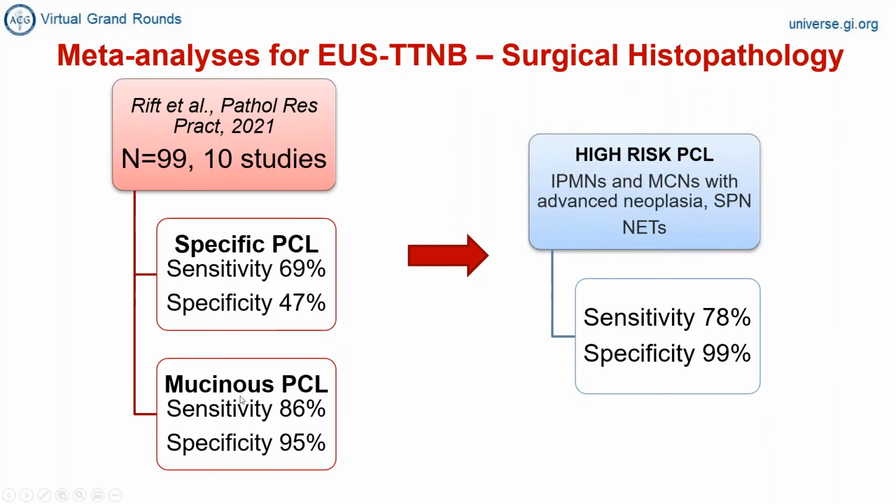For similar differentiation of mucinous versus non-mucinous, the sensitivity is about 85 to 90% and specificity about 95%. In this study as well, they looked at how good through-the-needle biopsies are in diagnosing what's called a high-risk lesion, where they classified high risk as mucinous cyst with advanced neoplasia, solid pseudopapillary neoplasm, and cystic neuroendocrine tumors. Here, the sensitivity was about 80%, and the specificity was nearly fully optimized.